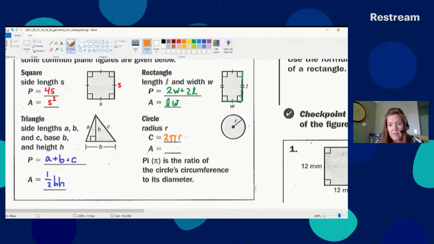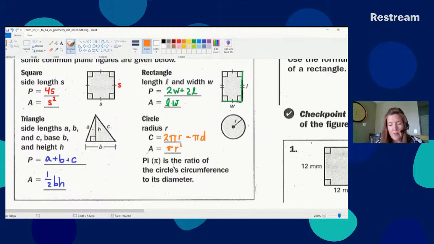Or you may have learned it's pi times the diameter, which is d. Those are both the same thing, right? The diameter is just double the radius. So we got that. And then the area is also based off the radius, but it's a little bit different. It is pi times the radius squared.